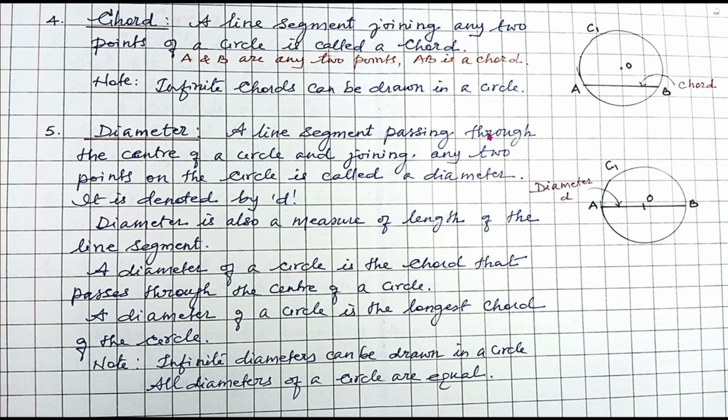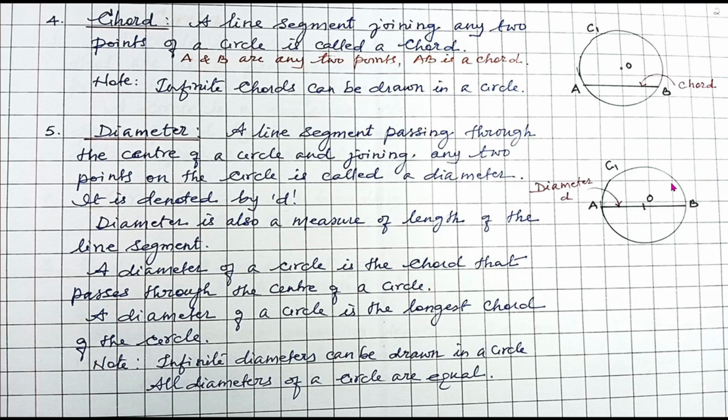Diameter. A line segment passing through the center of a circle and joining any 2 points on the circle is called a diameter. So if you have a circle C1 here, there are 2 points A and B, and the line segment AB is joined and passes through the center, then AOB is the diameter, and it is denoted by D. Diameter is also a measure of the length of the line segment AOB.